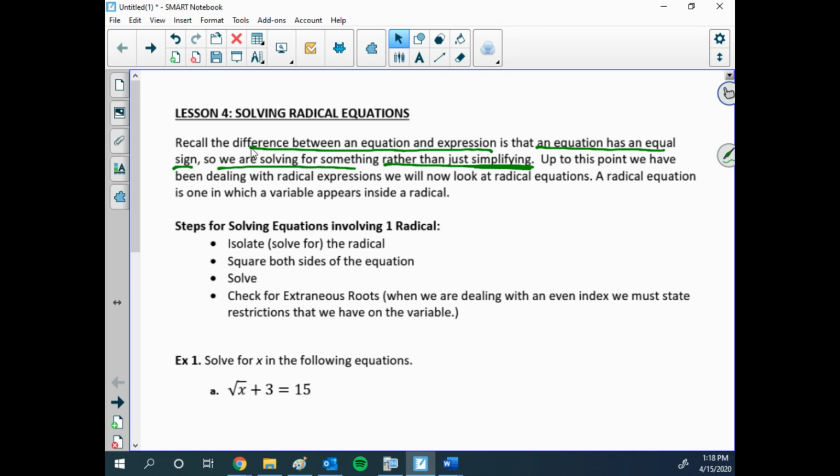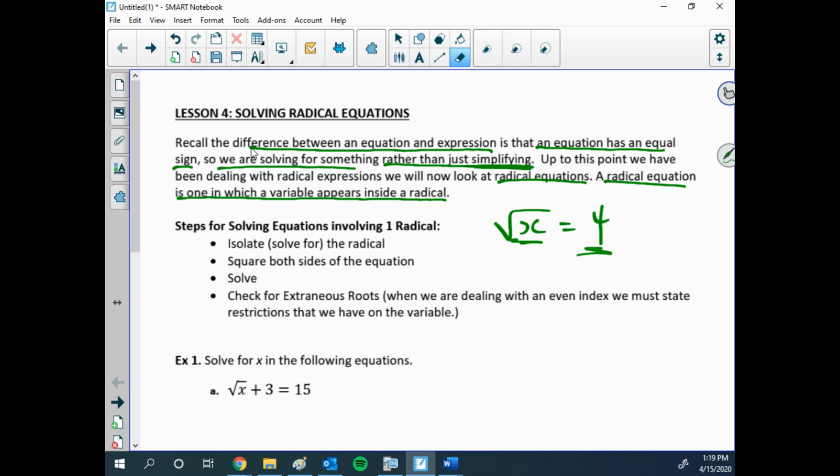And we have been simplifying up to this point, right? We've been simplifying radicals by removing square roots or cube roots, by adding, subtracting, multiplying, dividing, and rationalizing. Now we're going to take a look at radical equations. A radical equation is one in which a variable appears inside a radical. Something like the square root of x is equal to 4. That's an example of a radical equation, and this side could get more complicated as we move through.